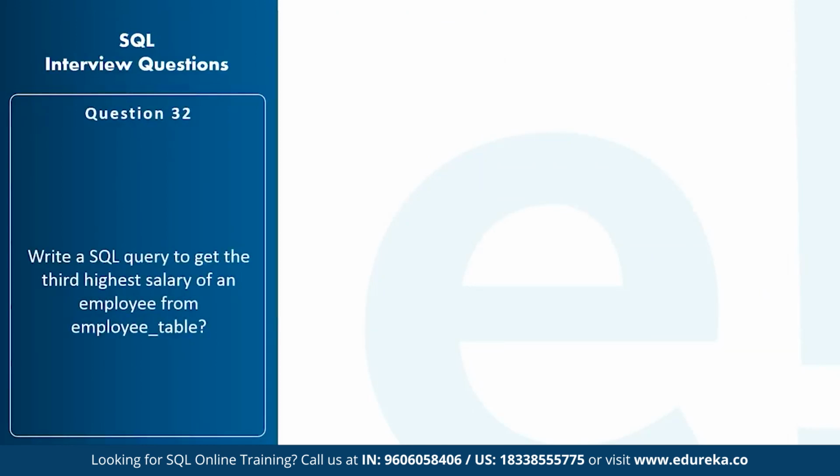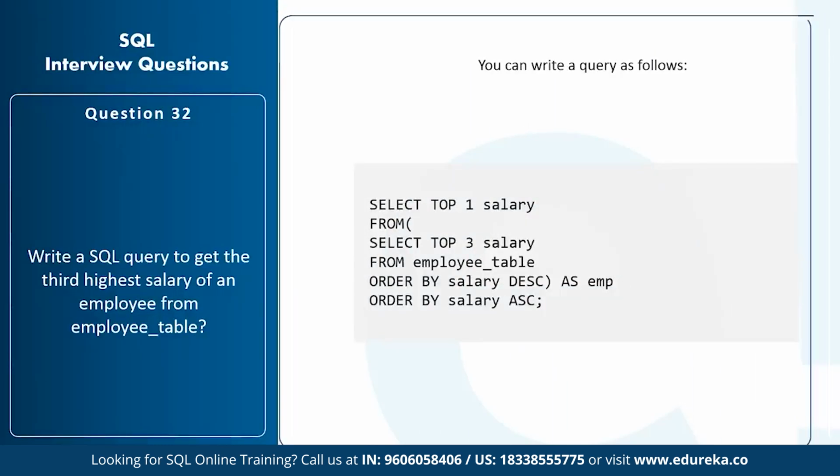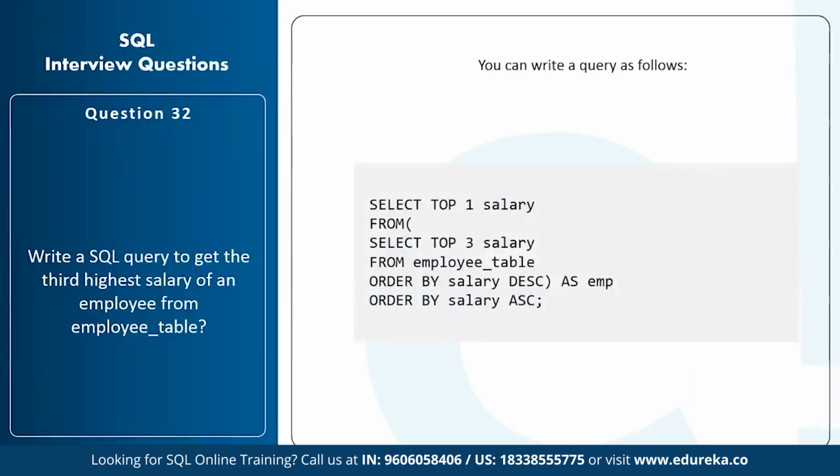Now let's move forward to our next question: write a SQL query to get the third highest salary of an employee from an employee table. To get the third highest salary, you can write a query as you can see on the screen. You can mention select top 1 salary from, and then write a subquery which says select top 3 salary from employee table, order by salary in descending order as emp, and then order by salary in ascending order for the outer query. So you can write a query like this, guys.